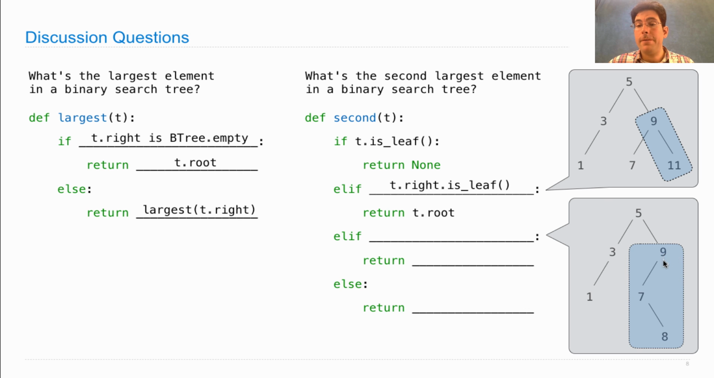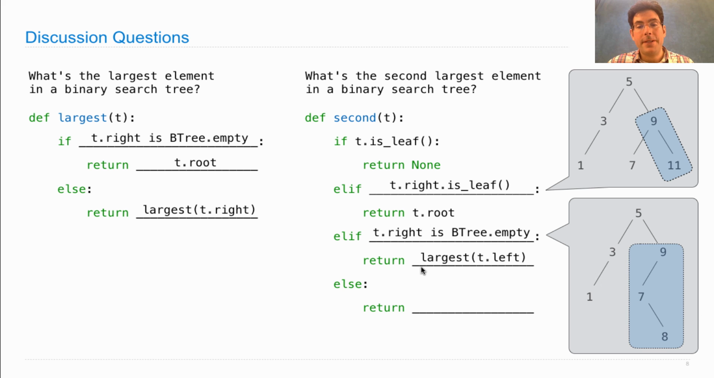In this case, we find that there is a subtree with an empty right branch. So that must be the largest value. The second largest must be somewhere in its left subtree. So if we ever find that t.right is btree.empty, we just find the largest value in the left subtree, and that will be the second largest value in the whole tree.